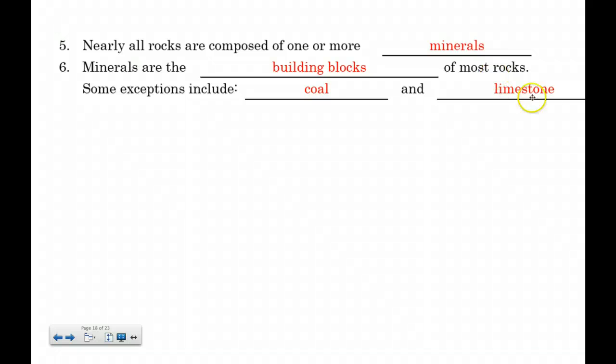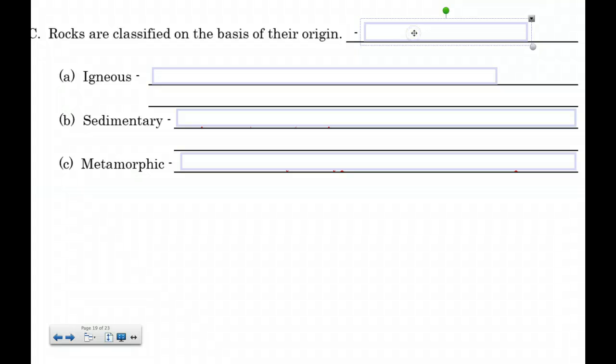Coal and limestone both come from living things. So they're organic materials. So they're not minerals, but they do make up rocks. So those are sort of the exceptions to this rule of all rocks being made out of minerals. We classify rocks.